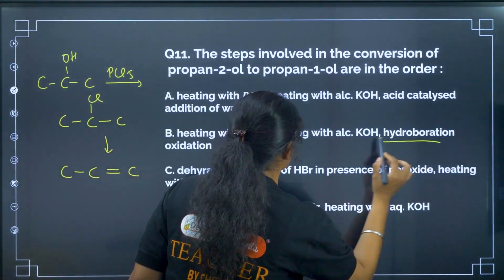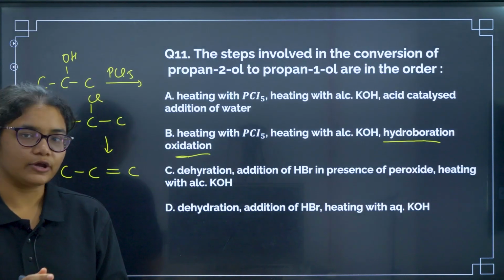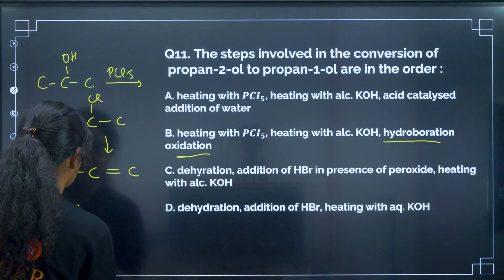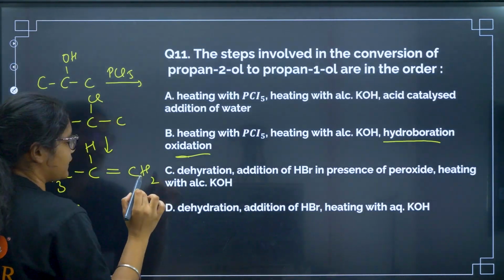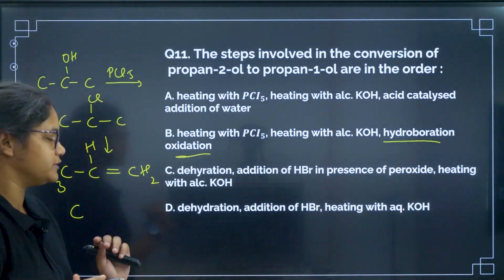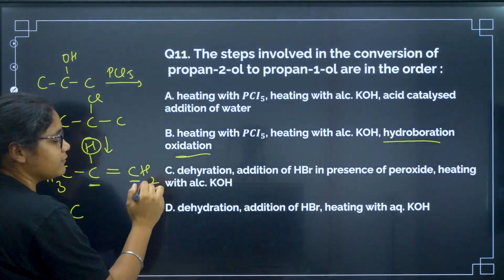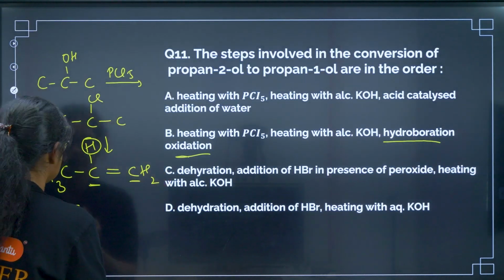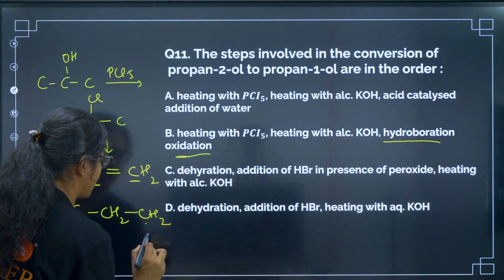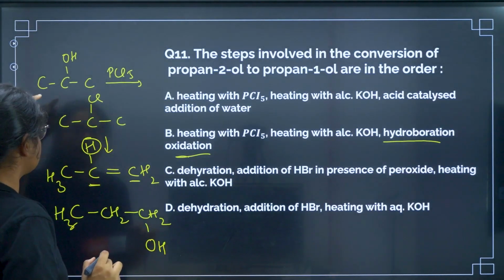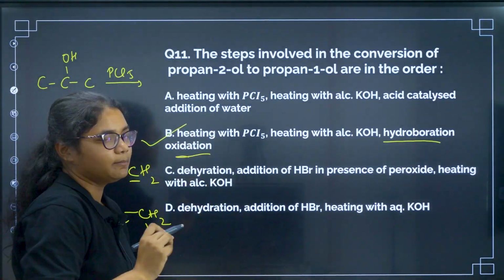Now hydroboration oxidation, if you remember, adds OH following anti-Markovnikov's rule. So OH will be attached to the carbon having more hydrogens. If you compare this carbon and this carbon, here we have one hydrogen and here we have two hydrogens. So OH will be attached here. We will have CH2 and OH, right? So this is propan-2-ol and this is propan-1-ol. So the correct step will be option number B.